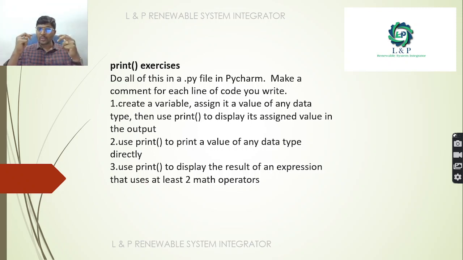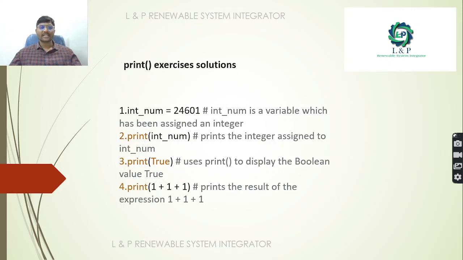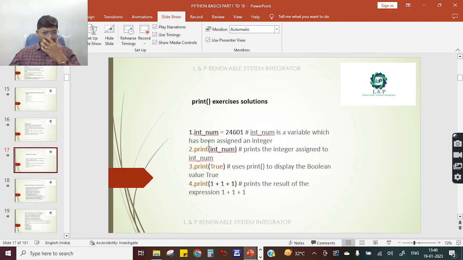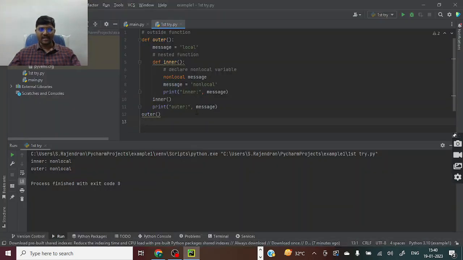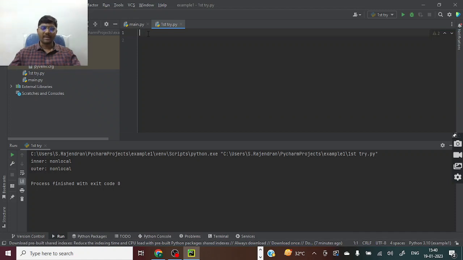So here we are going to do three things. One is we are assigning and we are trying to display it using the print operation. Now any data type directly we are displaying with the print operation, and the third one we are trying to do the mathematical operations. Okay, see here, this is an example. Even though this is an example, let's try to execute it, whether it is happening. Let us try to execute it in the PyCharm.